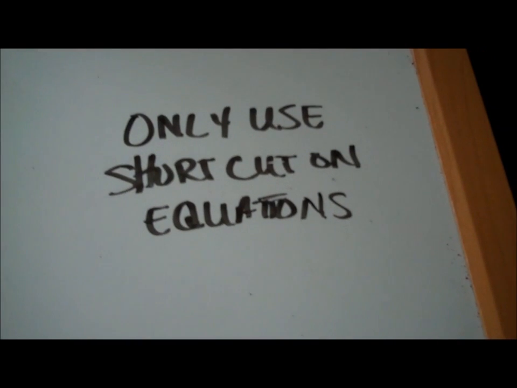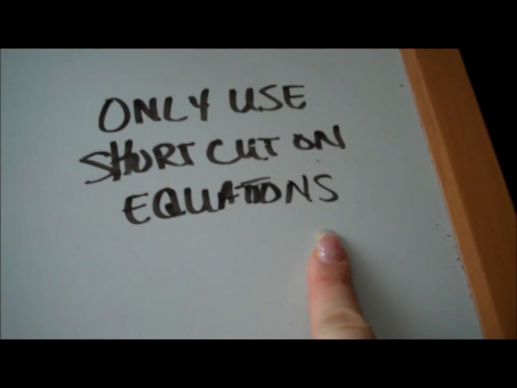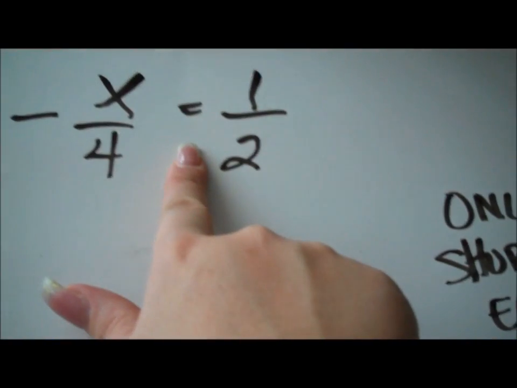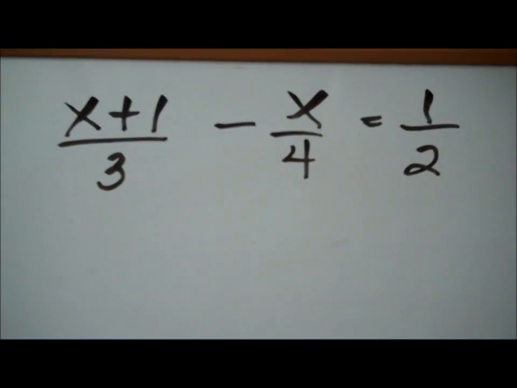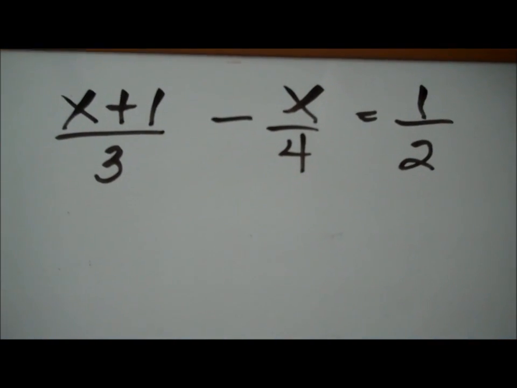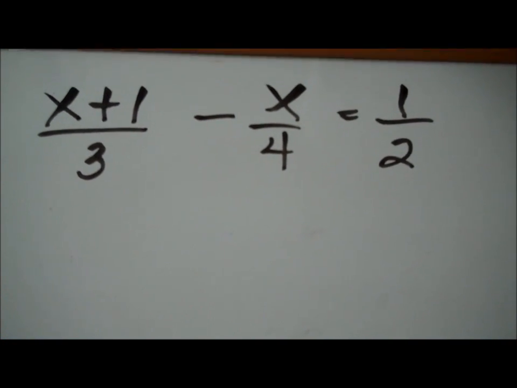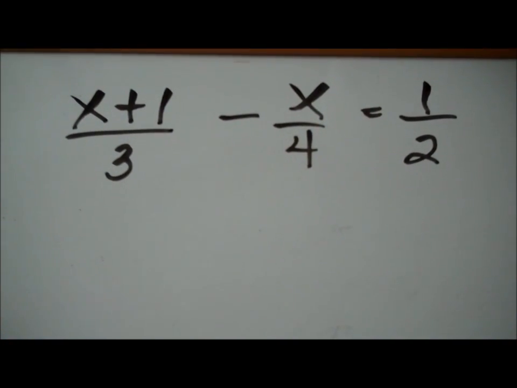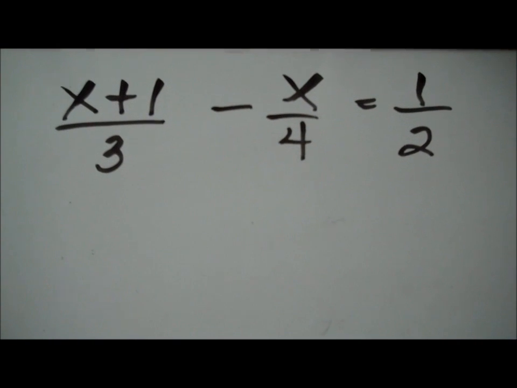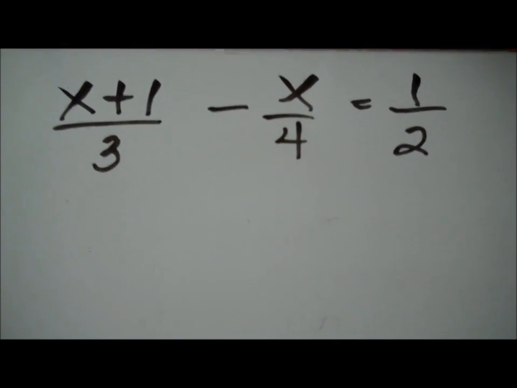Only use this shortcut on equations. Again, equations meaning that there is an equal sign. I don't want to see this shortcut being used on something like 1/3 plus 1/4. That is not an equation. That is an actual addition process that needs to be done. You're not solving for anything. You're just working the problem out.